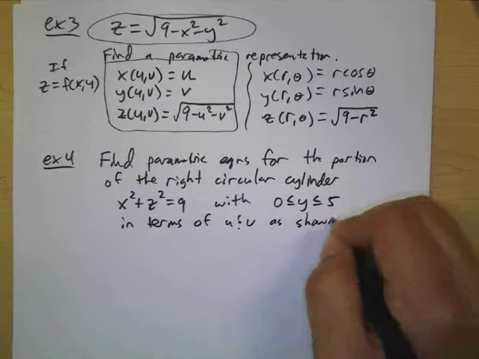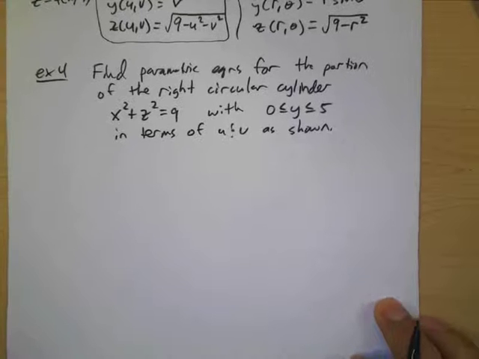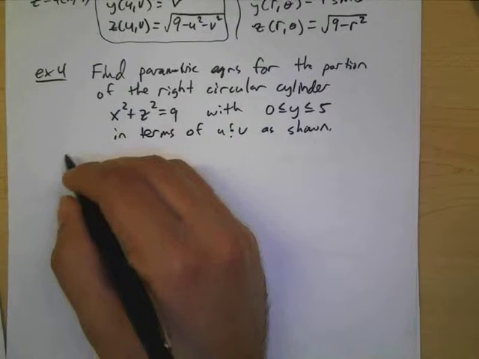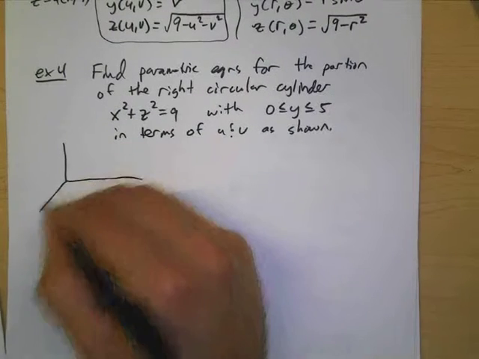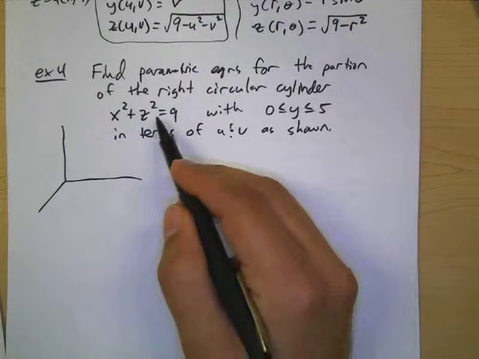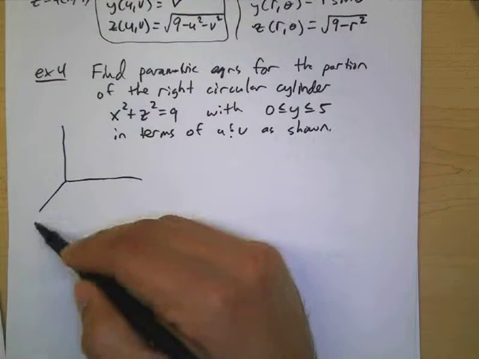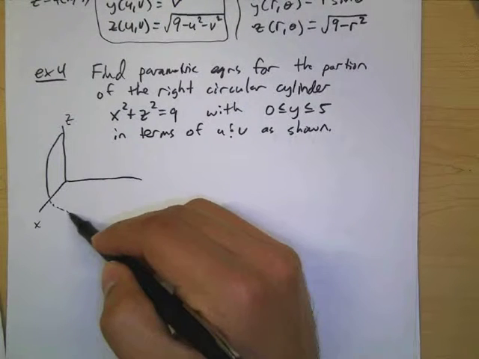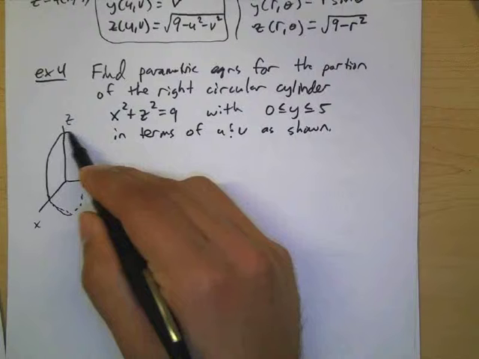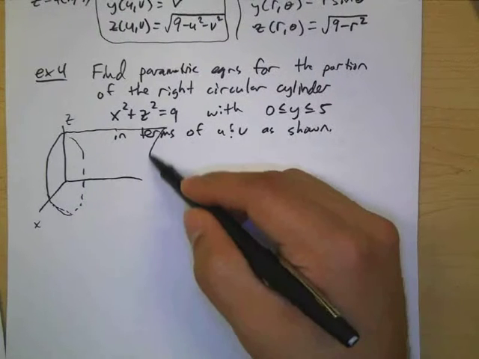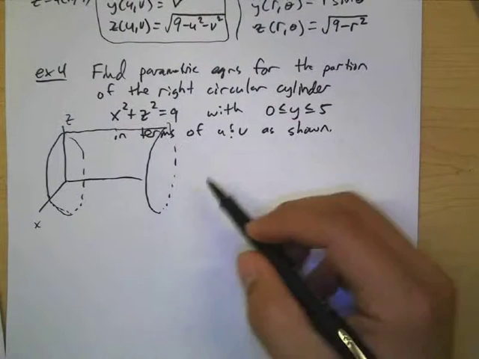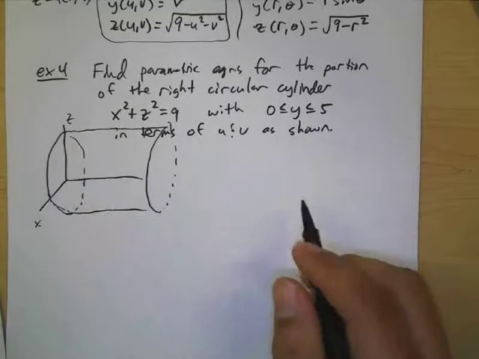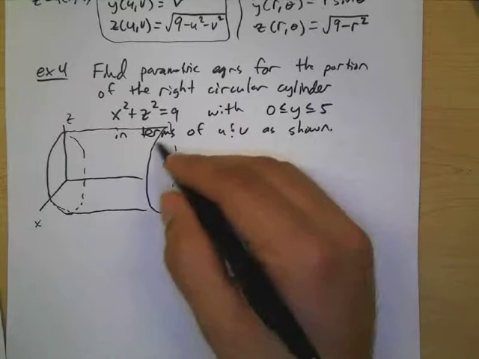So you're going to see a picture here. They restricted y, and if you think about x squared plus z squared equals 9, that is a circle on the xz plane with a radius of 3 extruded along the y-axis, so something like this. And it says we're strictly between 0 and 5, so we can say that this is where y equals 5 right here.